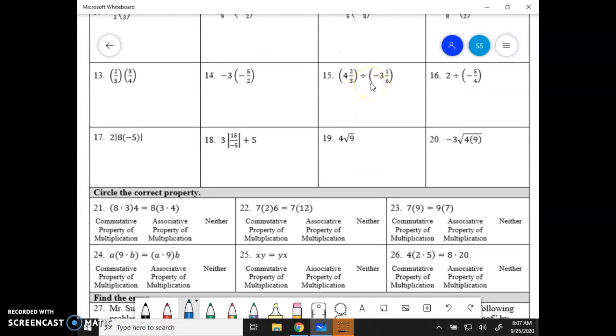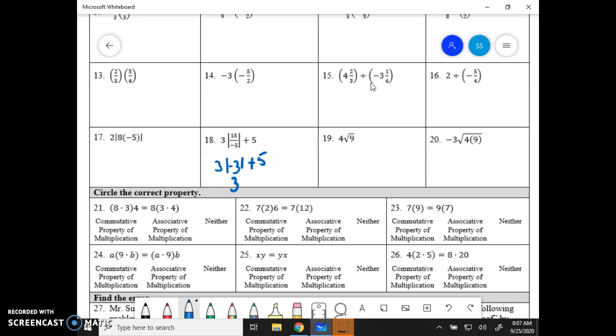Let's make sure we know how to do number 18. Number 18, we have to simplify in these absolute value bars first. 15 divided by negative 5 is negative 3. And that's in the absolute value bars. Just going to update everything here. Now, we still need to simplify inside here first. What's the absolute value of negative 3?